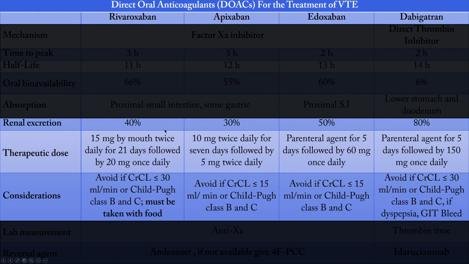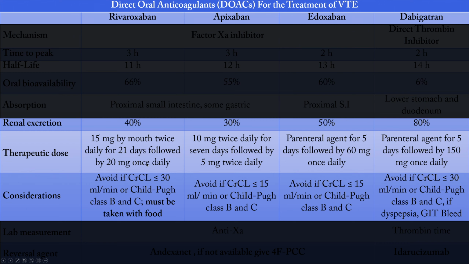Renal excretion and dosage. As you can see, rivaroxaban and apixaban, you start them immediately. You just give them right now. They peak at 3 hours and start working immediately. At 3 hours, they're in your system, anticoagulating your blood. You give 15 milligrams twice daily for 21 days, and then followed by 20 milligrams once daily.